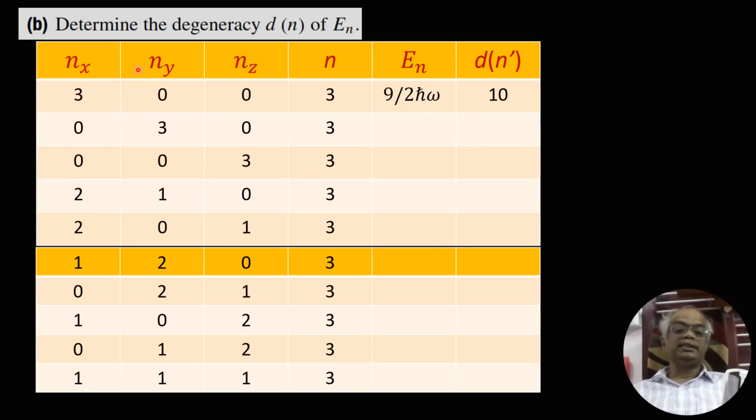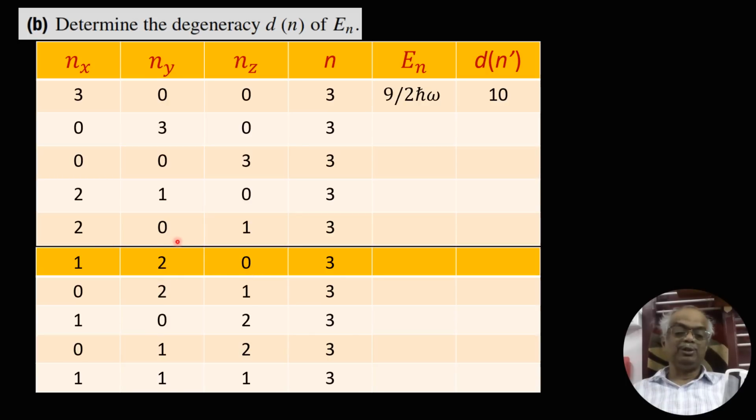Now let us take n equal to 3. So there are 10 possibilities here. 3, that is nx 3, then ny 3 and nz 3, all others are 0. Then 2 plus 1, 2, 1, 2, 0, 1, also 3. And 1, 2, 0, also 3.